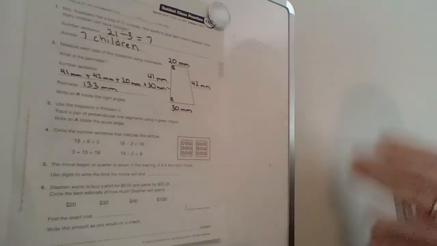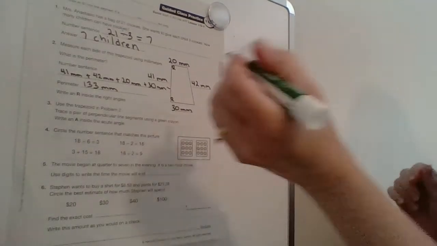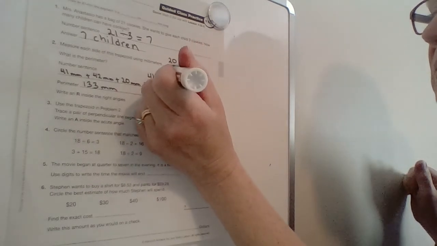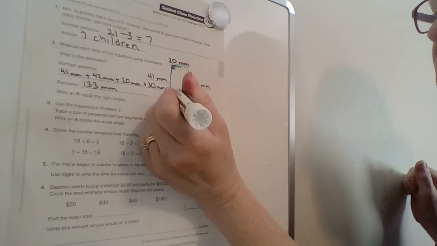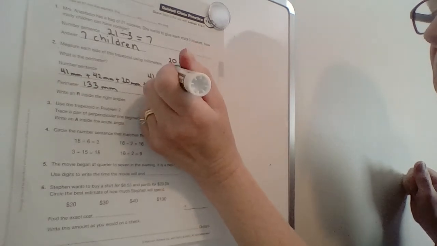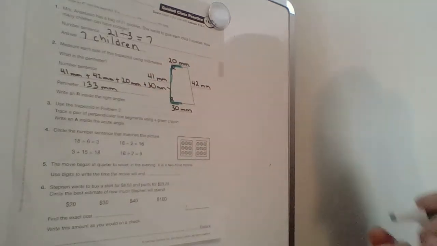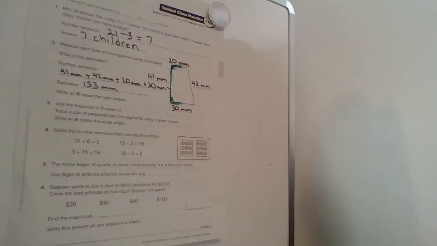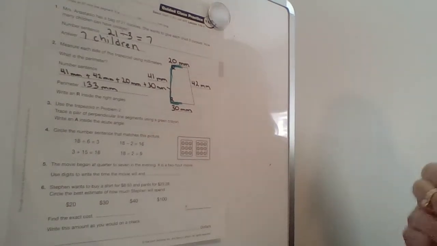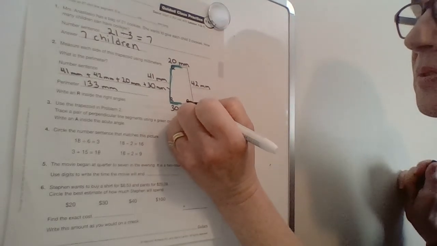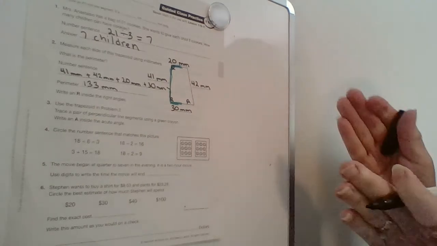Again, what makes an L shape, okay? So you could trace up here, or you could trace these two, okay? Now it says write an A inside the acute angle. Remember, it's a small little angle, it's not very wide, and that'll be right here. It's small, it's not wide, it's skinny.